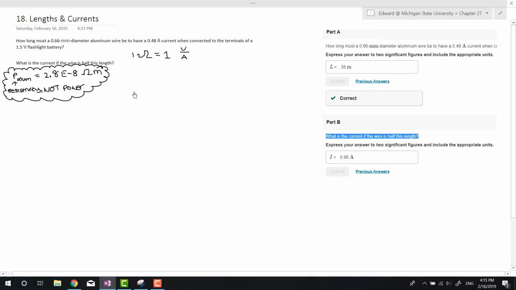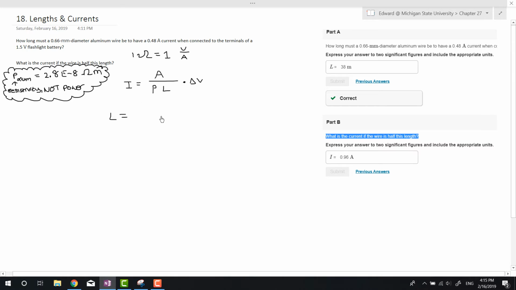One equation that would get the job done is this one. The current is equal to the area divided by the resistivity, not the resistance, but the resistivity, not the power, times the length, times change in V. So we know everything because we can get the area from the diameter. We can find the resistivity from the book, change in V is given, I is given. So we just have to rearrange for L.